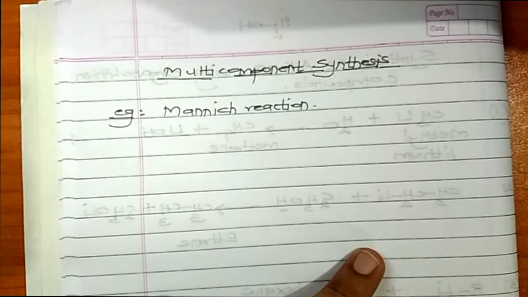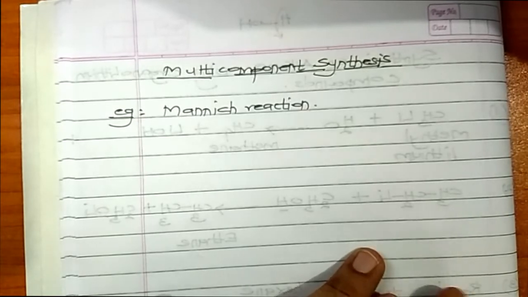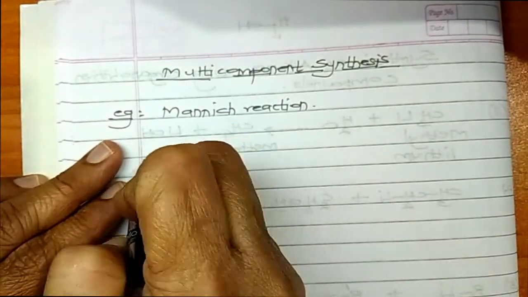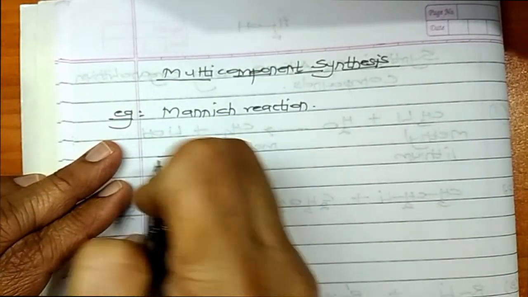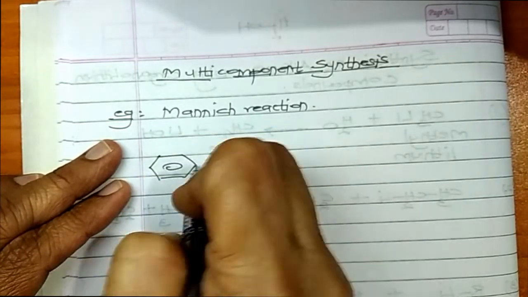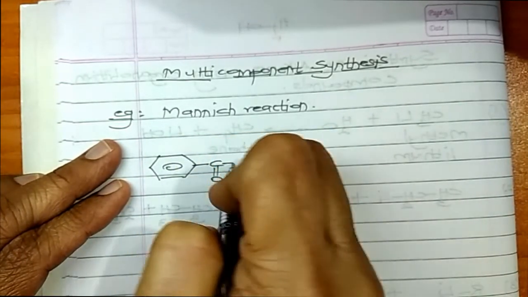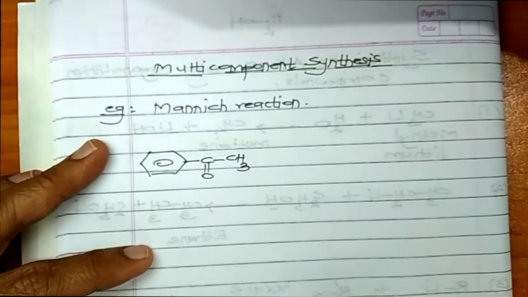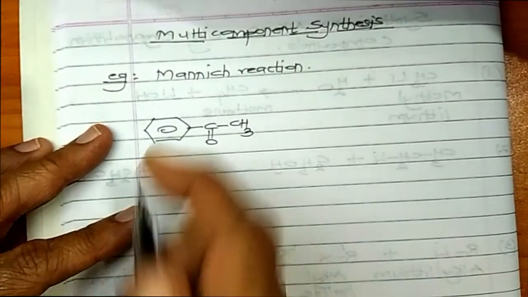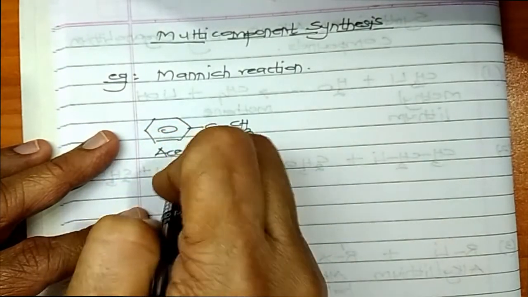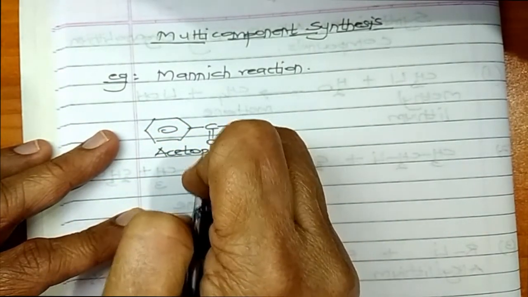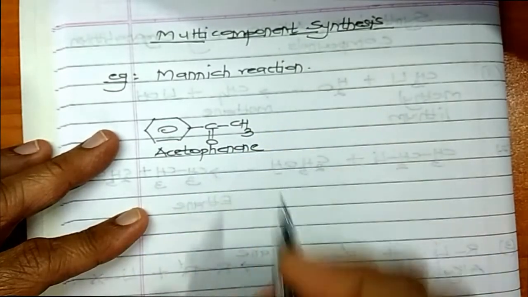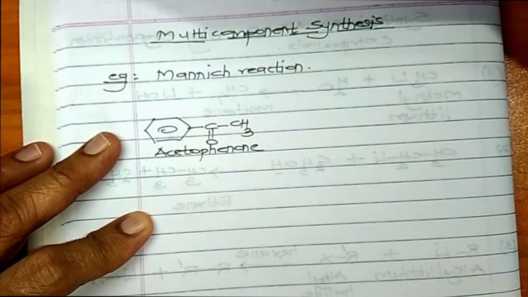Now normally the Mannich reaction is carried out in an acidic environment. So let us see how you do this Mannich reaction. Here, my starting material is this compound, an aromatic ring with C double bond O and CH3. This is what you call acetophenone. This is my compound containing one or more active hydrogen atoms.